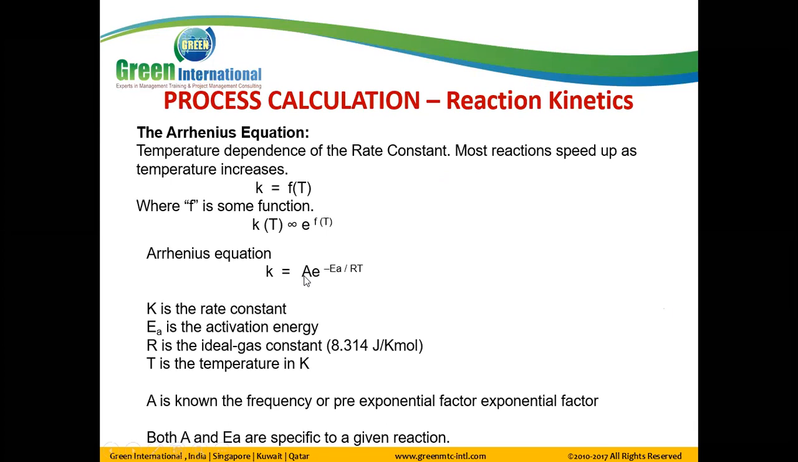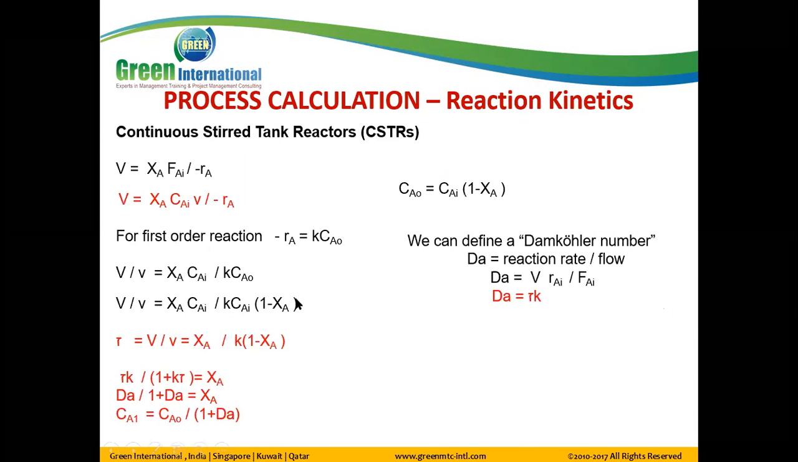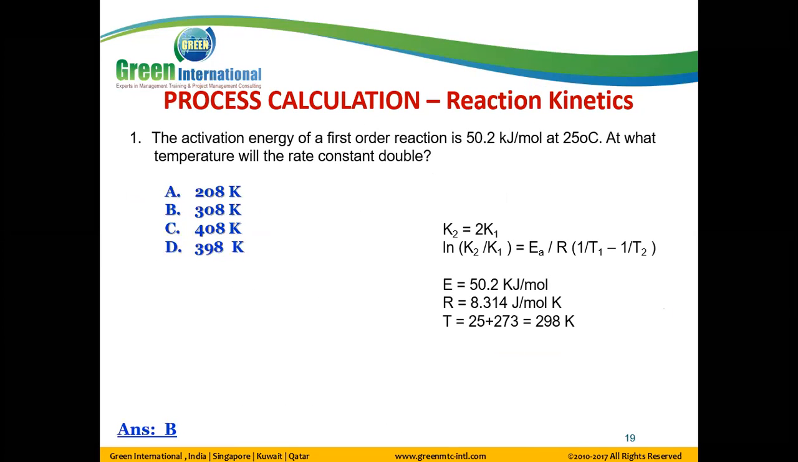So K1 at EA, there is a different temperature T1, right? Then you can take K1 and K2. So if you take K1 and K2, here EA by R, which is nothing but 1 by T1 minus 1 by T2. Because EA will be cancelled, you take ln.